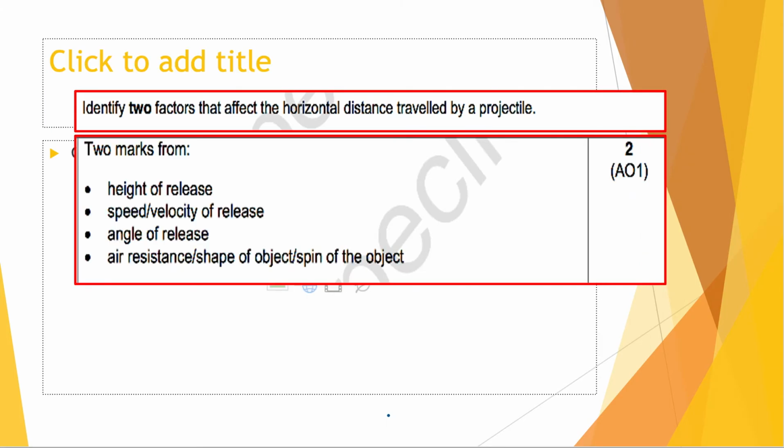So hopefully you would have got one of the top 3 here: height of release, speed of release, and angle of release. We're going to look later at how aerodynamics, so the air resistance acting on it, the shape, the spin, can also affect the horizontal distance travelled by a projectile, but you'd have picked up 2 marks on this by just knowing height of release, speed of release, and angle of release.